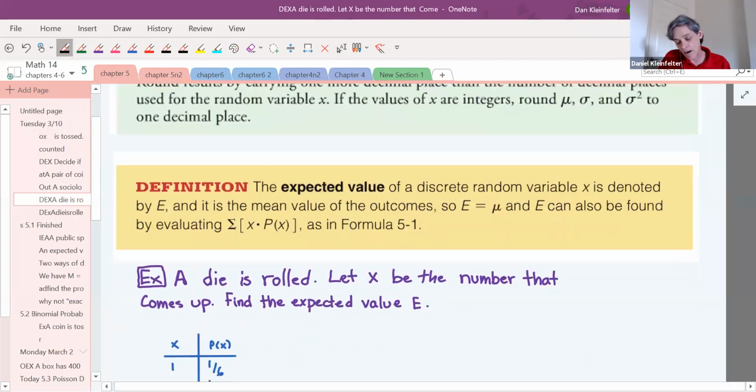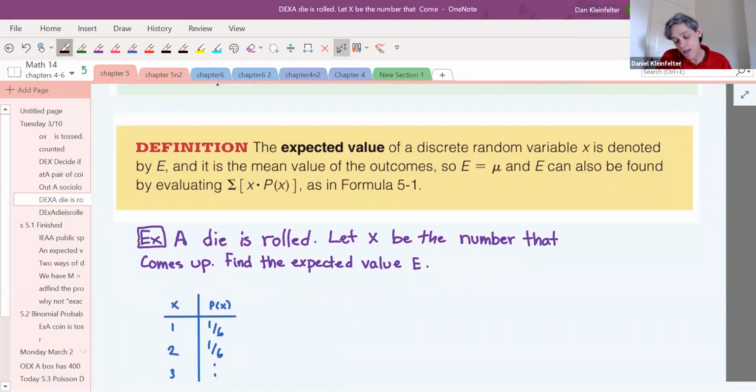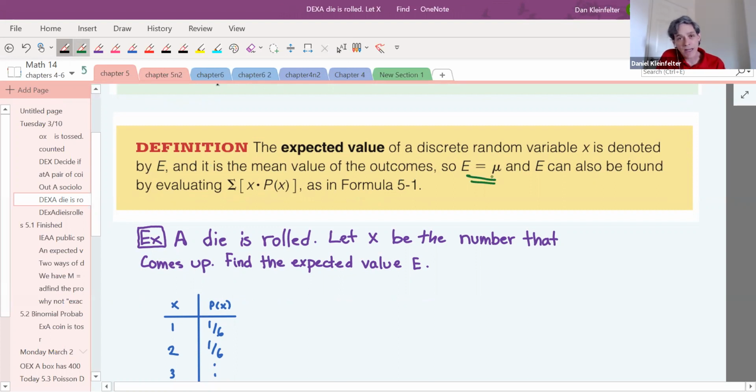Okay, next thing, expected value. The expected value of a discrete random variable x is denoted by E for expected value, and is the mean value of the outcomes. Note that E is the same as mu, called by another name.